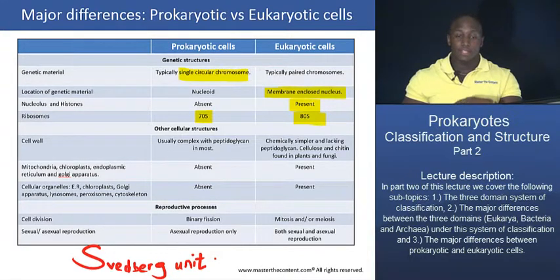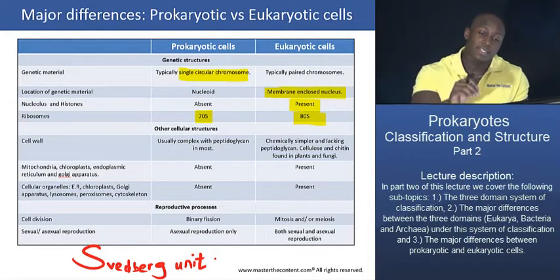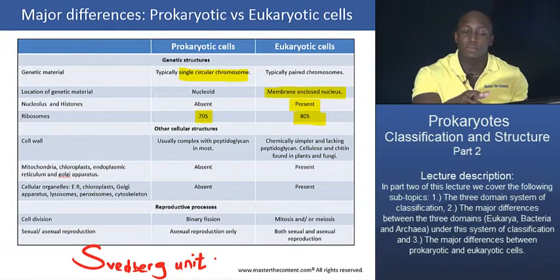So don't worry about that. That's just an additional piece of information that you don't need to know. But what you do need to know is that prokaryotic cells have 70S ribosomes, eukaryotic cells have 80S ribosomes. Now, that summarizes the differences as far as their genetic structures are concerned. What about other cellular structures?